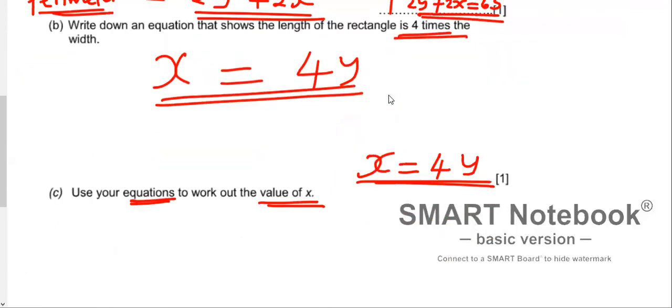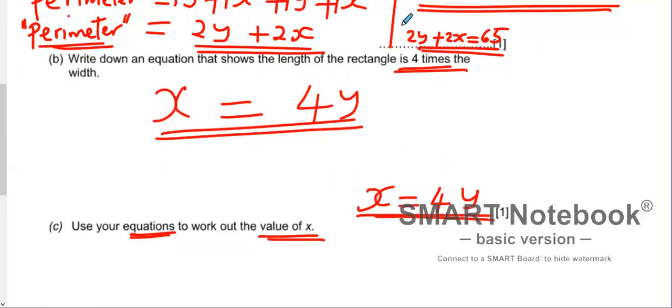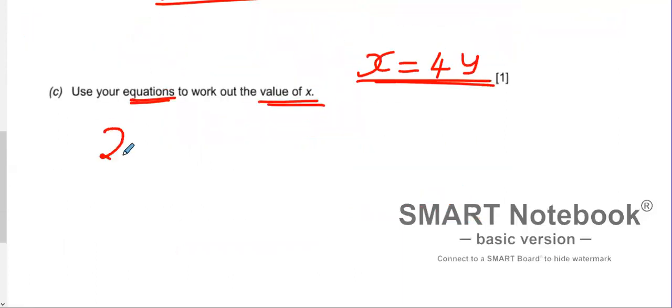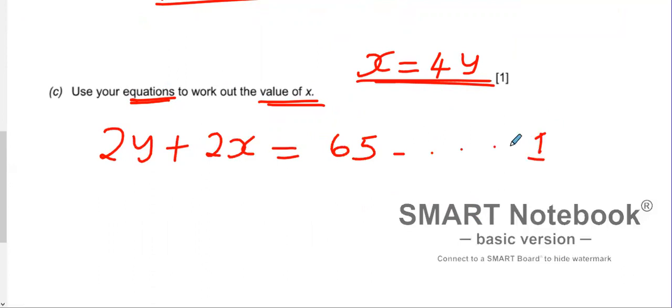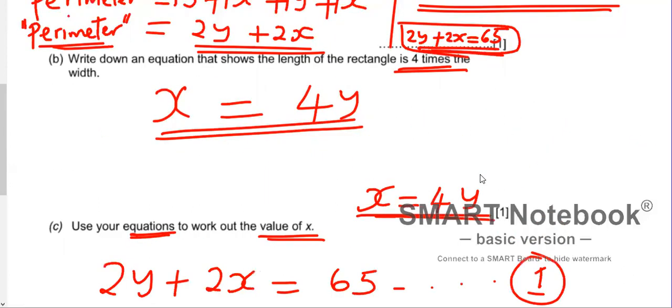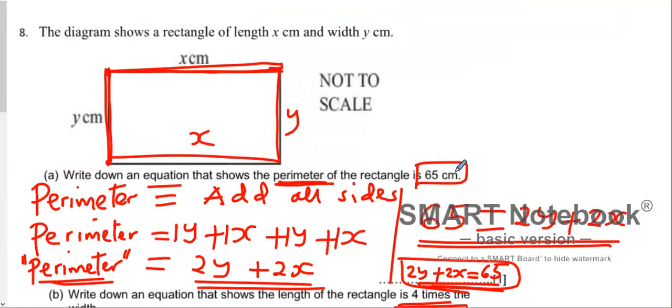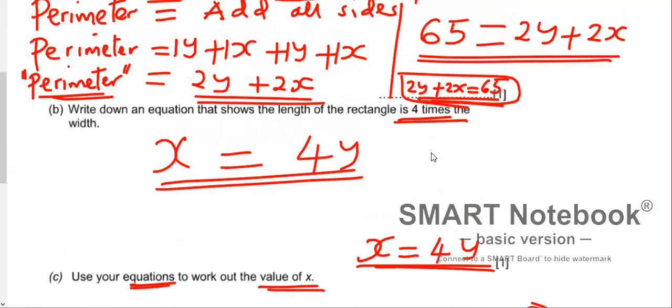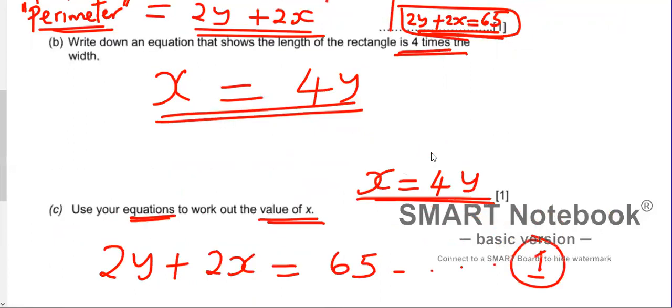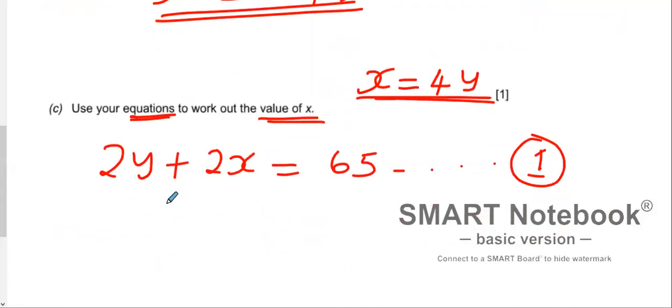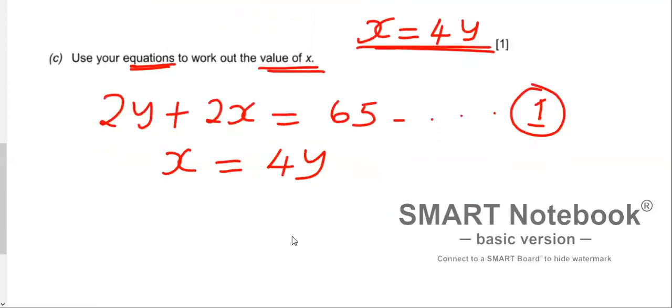Use your equations to work out the value of x. Okay, let me see the equations. The first equation was 2y plus 2x equals 65. This was equation number 1. And another equation was this one, which says x equals 4y.